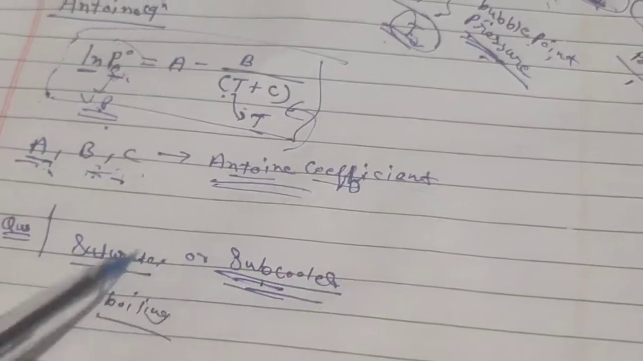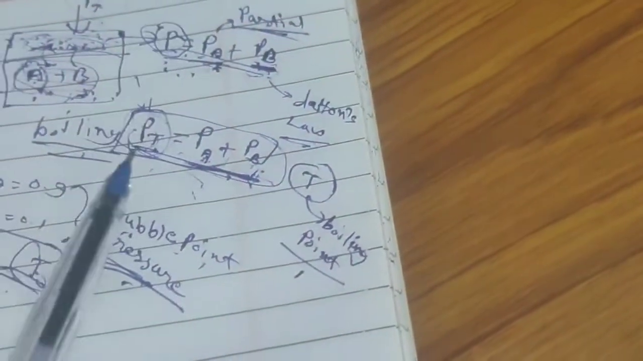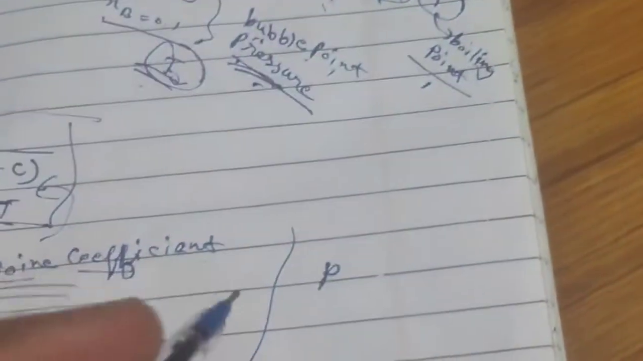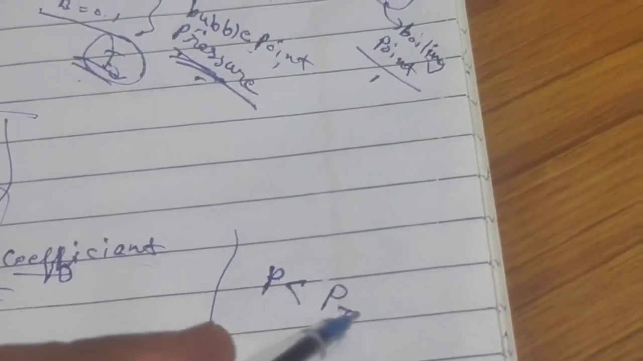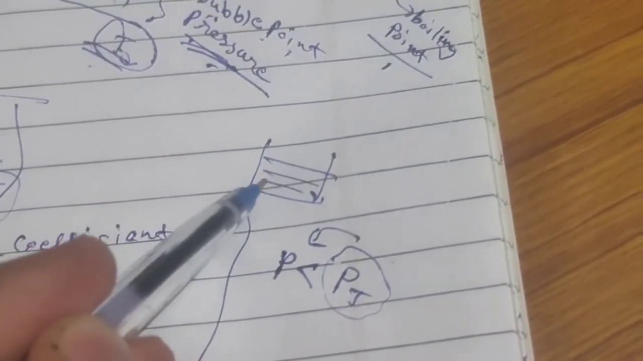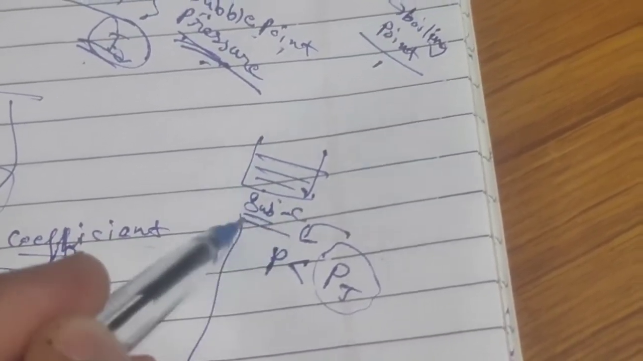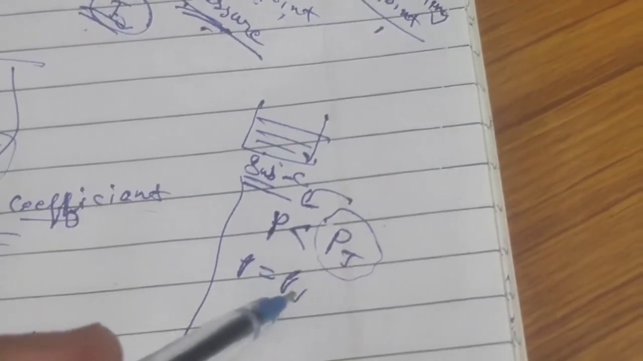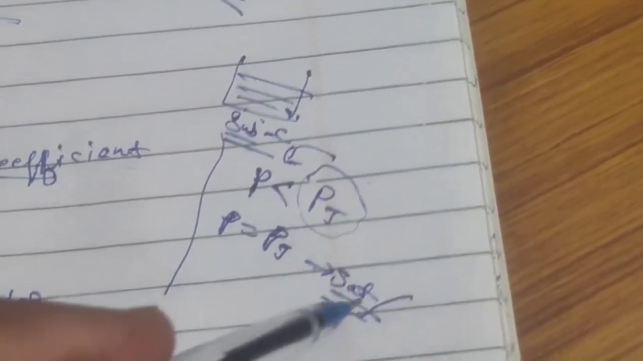So how do we know? It's very simple. You have to find PA plus PB. Suppose PA plus PB is equal to P, so the total vapor pressure is P. If it's less than the external pressure, that means the external pressure is high, so it will not let the mixture boil, so the mixture is subcooled. And if it's equal to the external pressure, that means it's saturated, or you can say it's boiling.